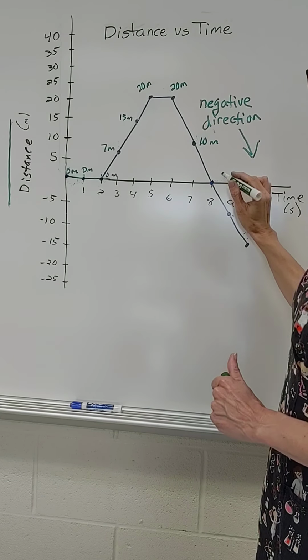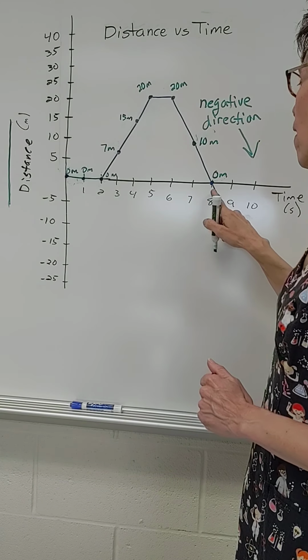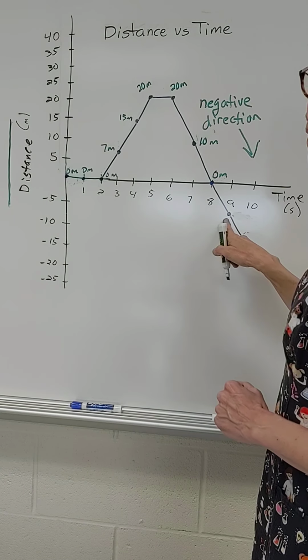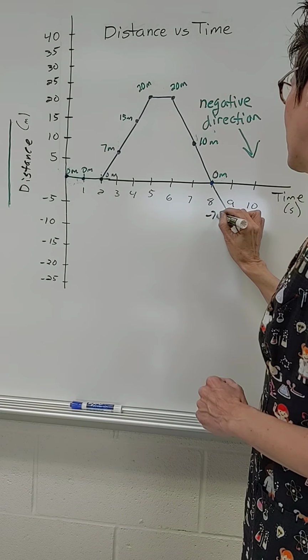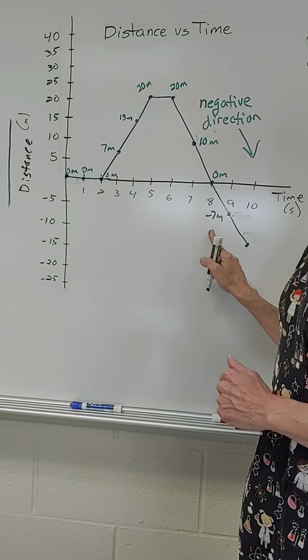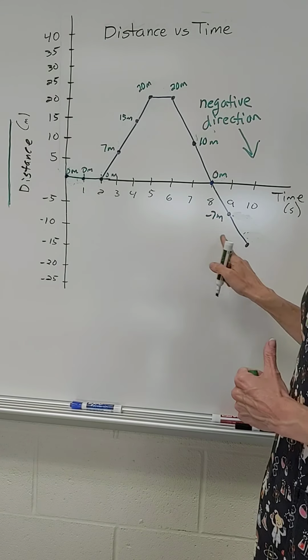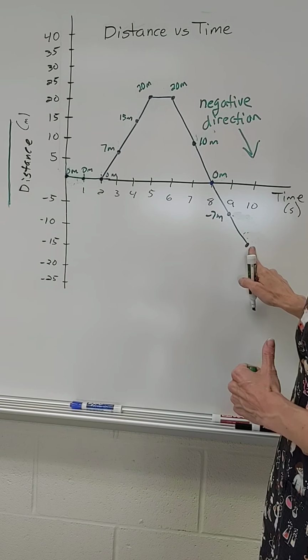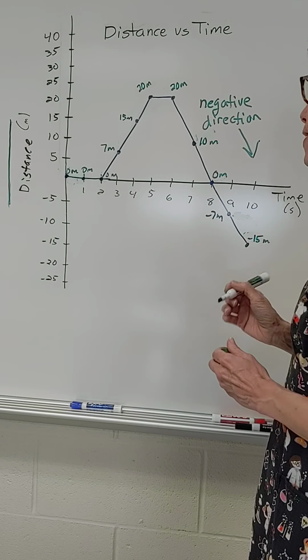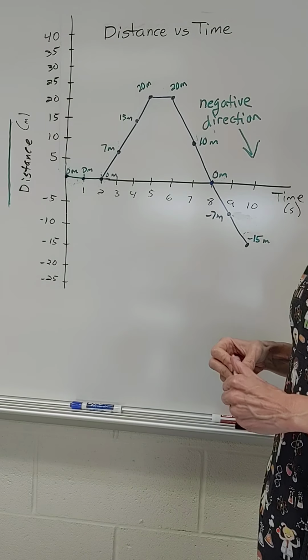At 8 seconds, they have returned to the start. They are 0 meters from the start. At 9 seconds, they are about -7 meters from the start. That means they reached the start and they kept moving past it. At 10 seconds, which is where the graph ends, this person or object is about -15 meters from the start.